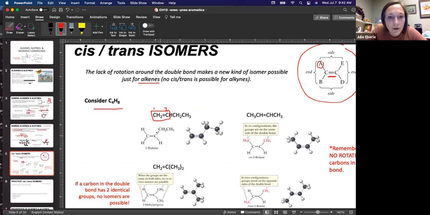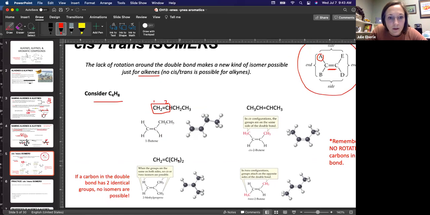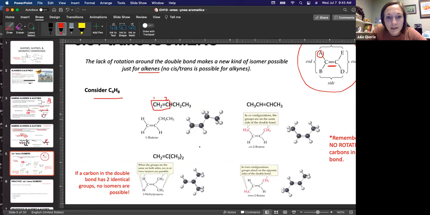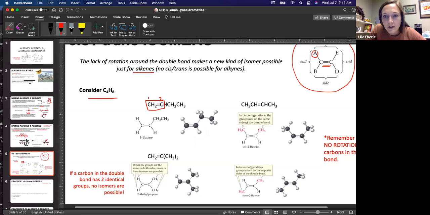Okay, what I want you to notice is the groups branched off these carbons that are part of the double bond. All right, this one has 2 hydrogens, this one has a carbon group and a hydrogen. What's different though, when you look at 2-butene, so here's a structure for 2-butene. The double bond is occurring between carbon 2 and 3. All right, so we've got 1-butene and we've got 2-butene.